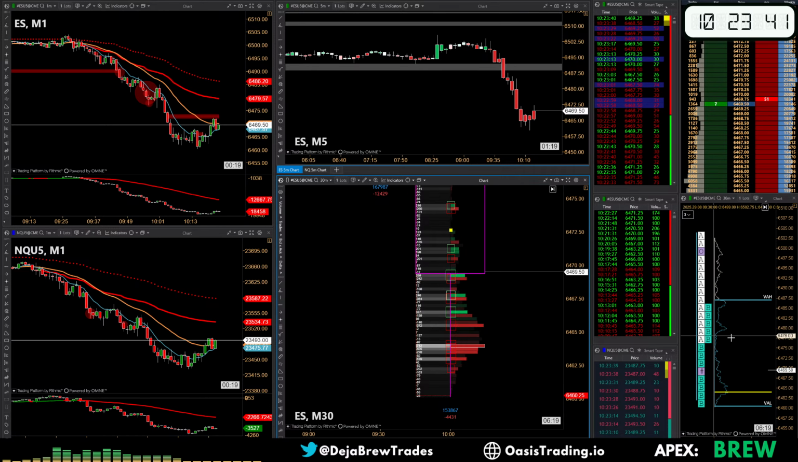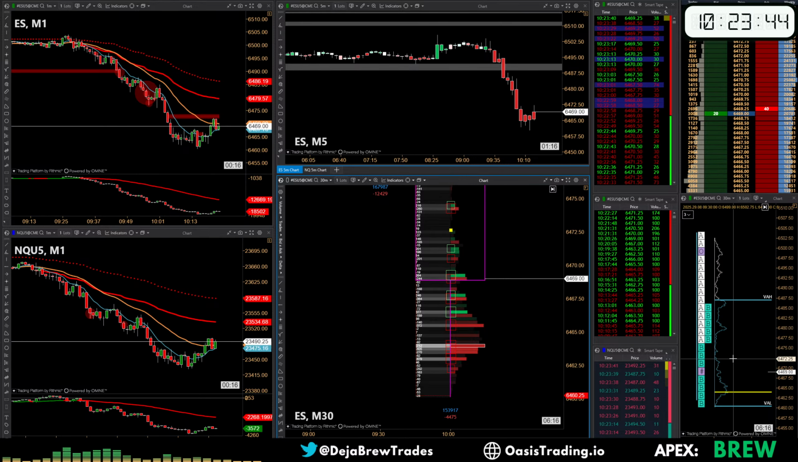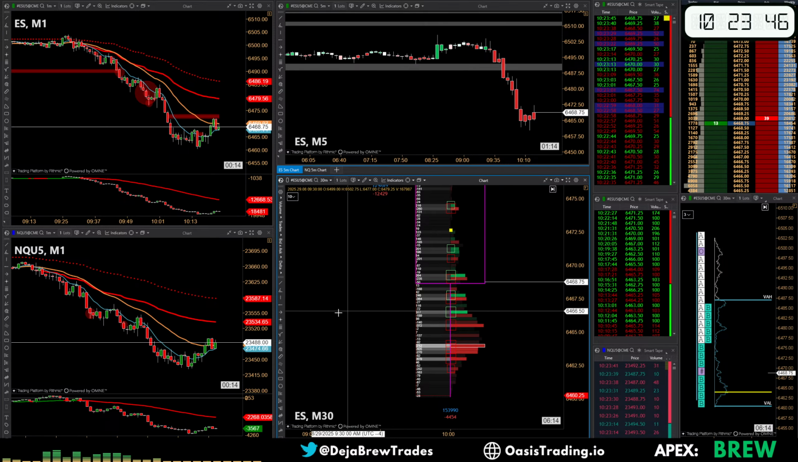Yeah, the single prints will be over here. So it will highlight yellow if there are single prints, which there probably will be in a couple minutes here.